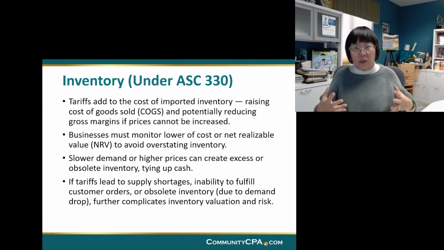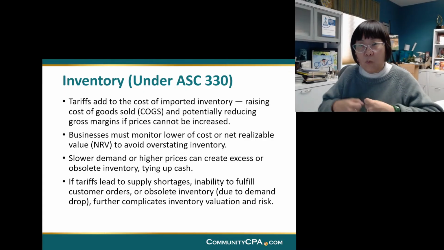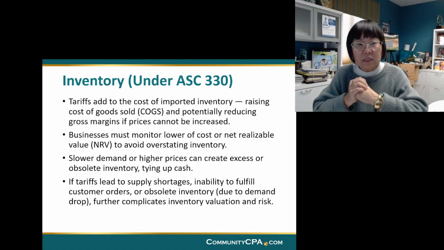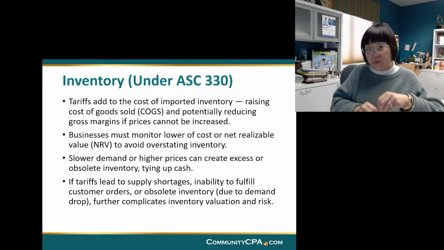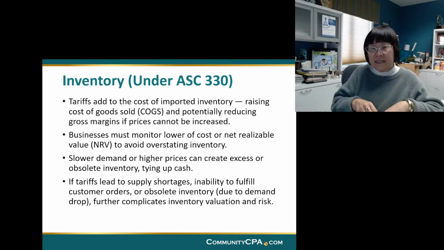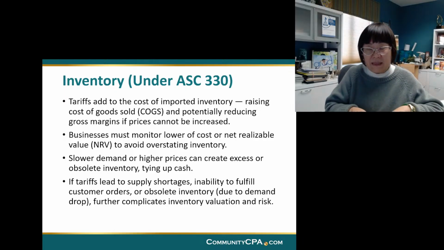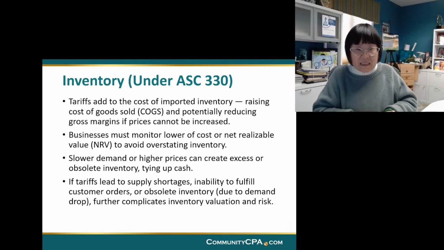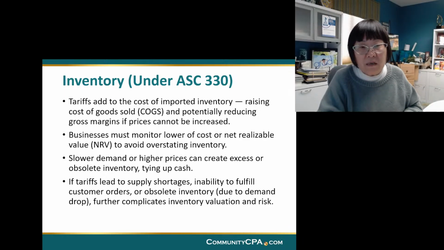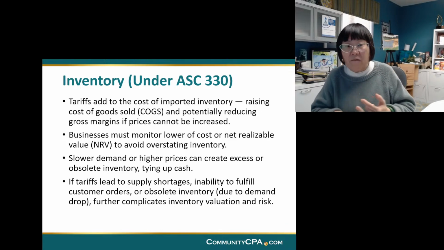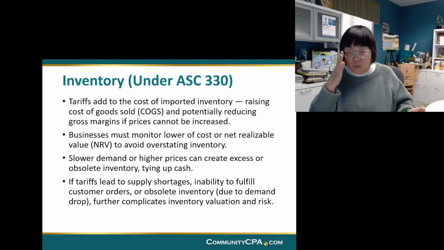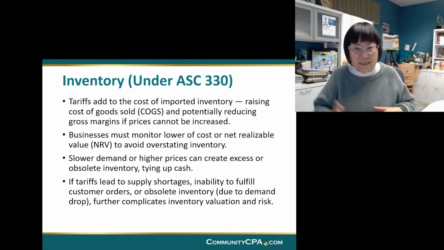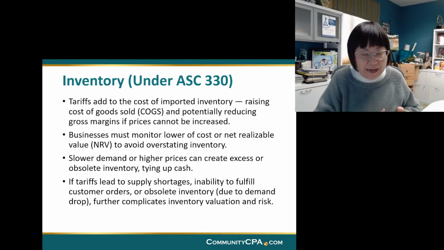So as a business owner, you want to actively think about whether your inventory is worth what you have put on the balance sheet. That is a section under ASC 330. The Accounting Standards Codification spells out that businesses must monitor the inventory value, which is the lower of cost or net realizable value, to avoid overstating inventory. What happens if you're overstating? You pay more taxes. So you don't want to overstate, right?